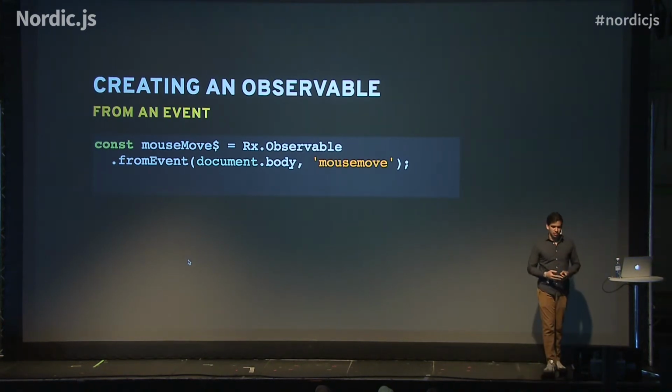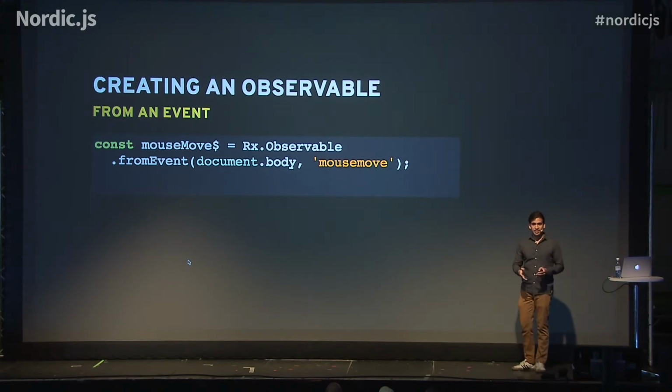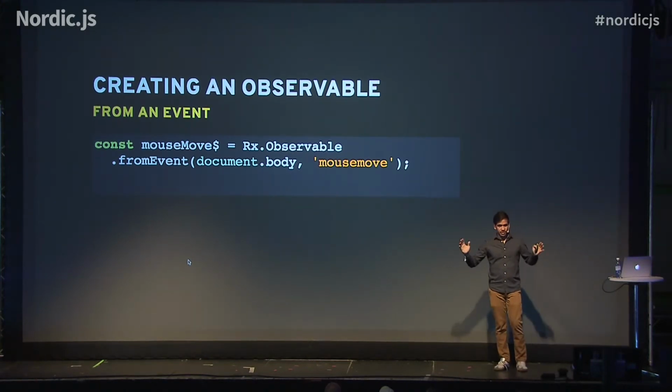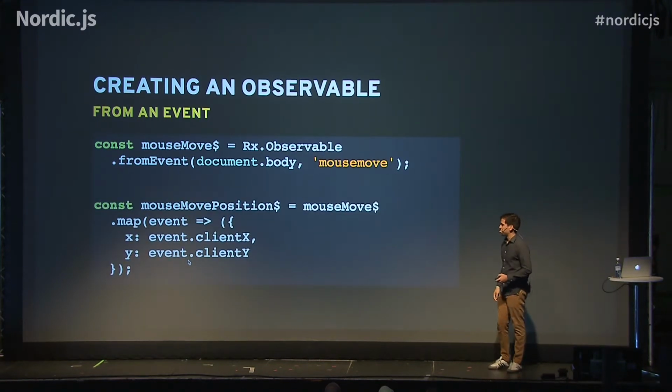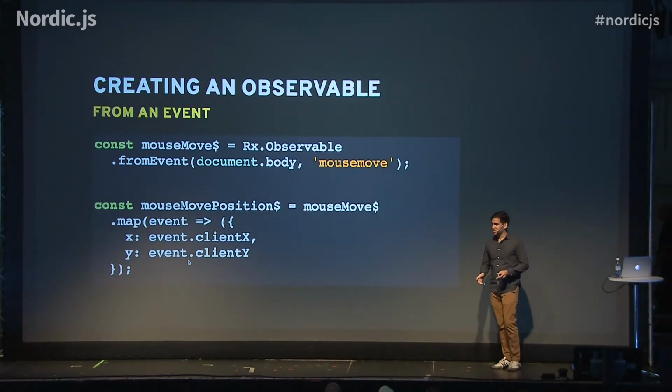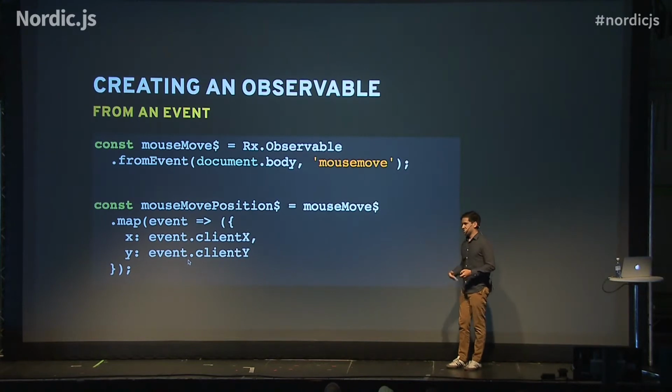So you could create an observable from an event, such as whenever you move your mouse on the document body, you could capture that mouse move event, and then all of a sudden, you have an observable, which you could think of as an asynchronous array of mouse move events. And then, just like arrays, you could map over those mouse moves and get the x and y values, which is clientX and clientY.